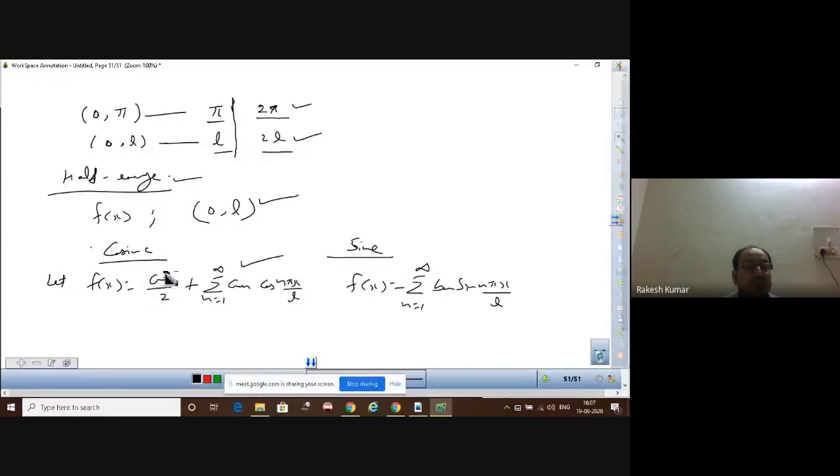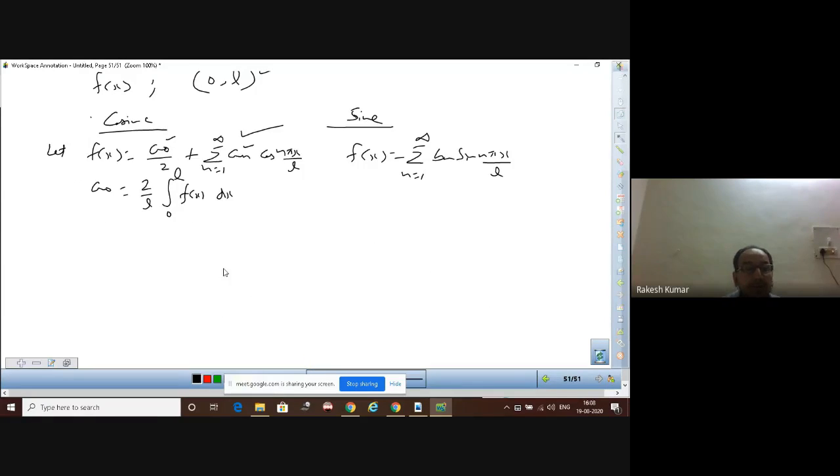Now here we need to find these Euler constants a0 and an. How to find a0? That will be 2 over L, and the range is clear, that is 0 to L, integral of f of x dx. And similarly we can find the second Euler constant an, that will be 2 upon L, integral from 0 to L of f of x into cos of n pi x over L dx. This will be the method to find the Euler constants a0 and an.